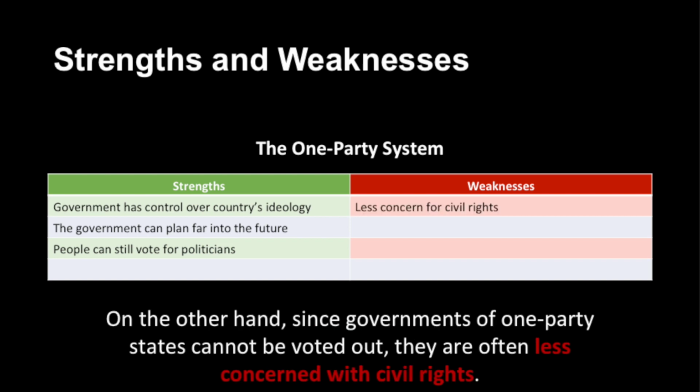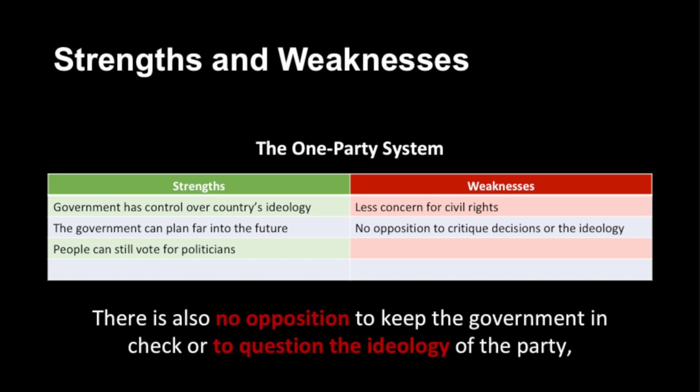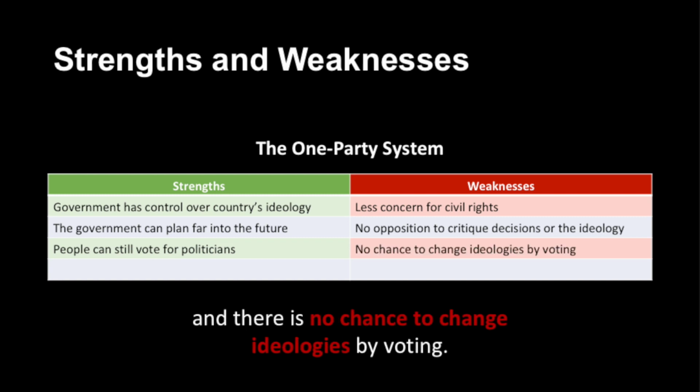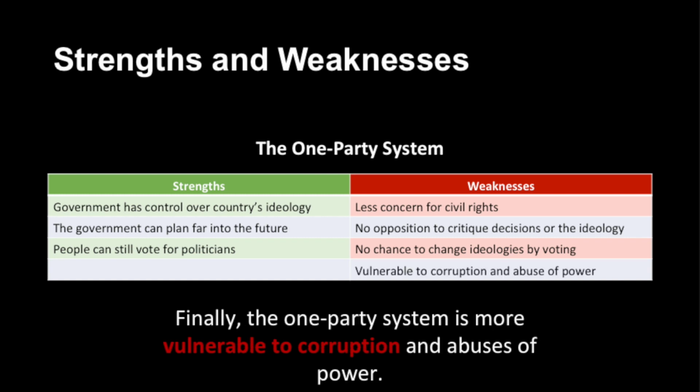On the other hand, since governments of one-party states cannot be voted out, they are often less concerned with civil rights. There is also no opposition to keep the government in check or to question the ideology of the party, and there is no chance to change the ideologies by voting. Finally, the one-party system is more vulnerable to corruption and abuses of power.